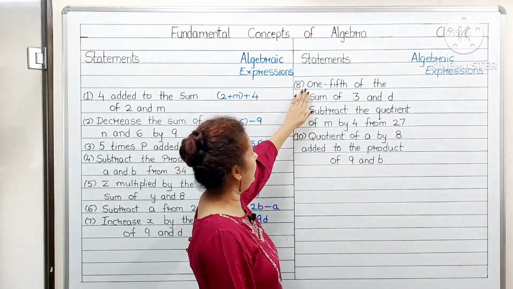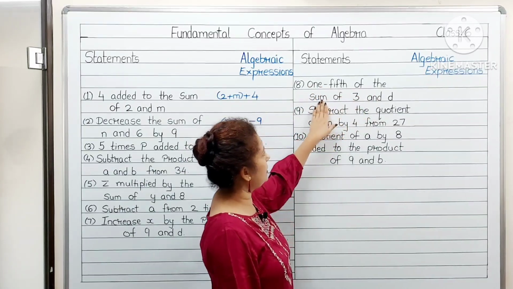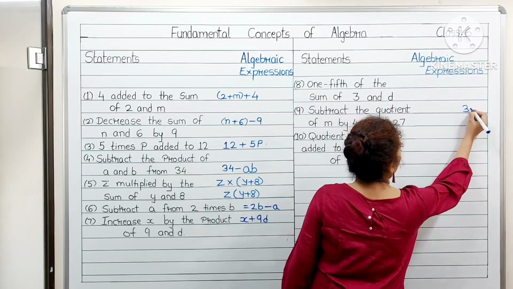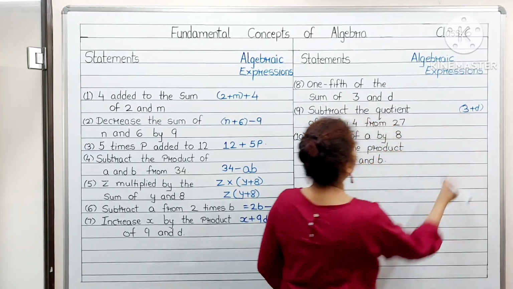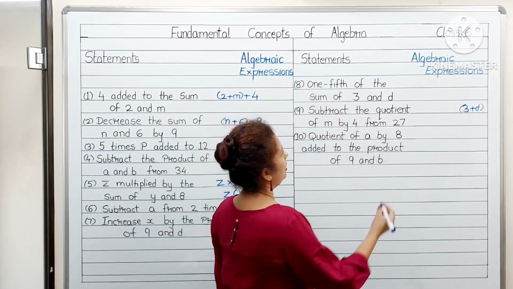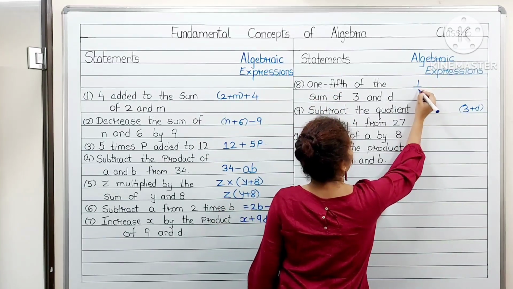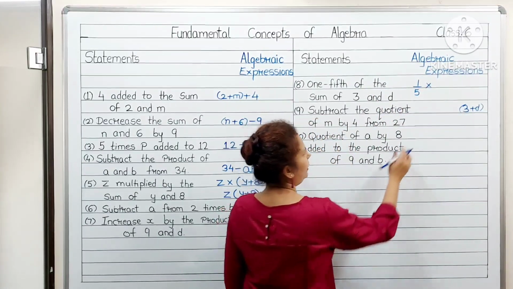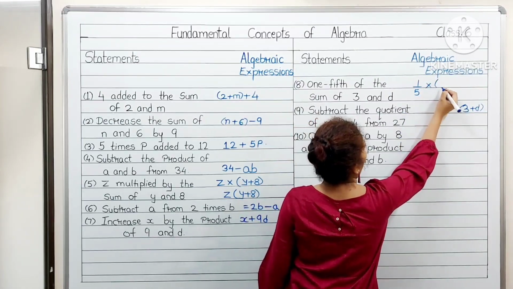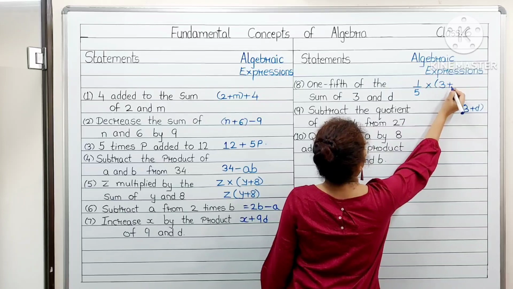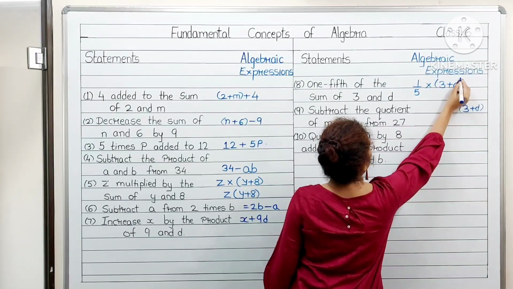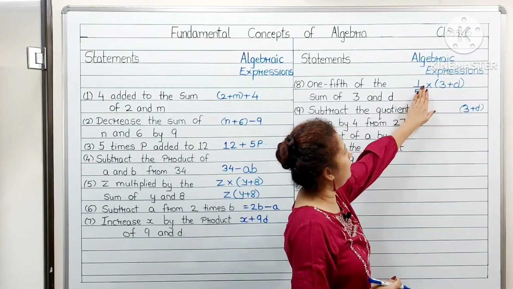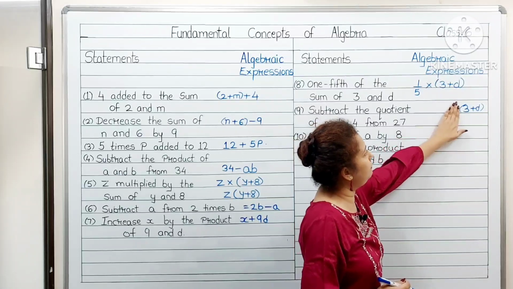Next statement is 1/5 of the sum of 3 and D. Sum of 3 and D will be 3 plus D. And what we have to do? 1/5 of. So here we will write 1/5 of means into 1/5 we have written, of means into of 3 added to D, or sum of 3 and D. So the algebraic expression here becomes 1/5 into 3 plus D.